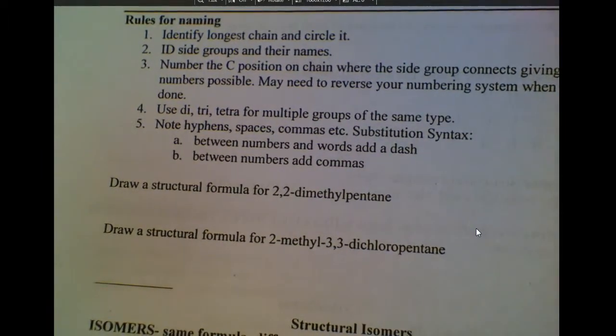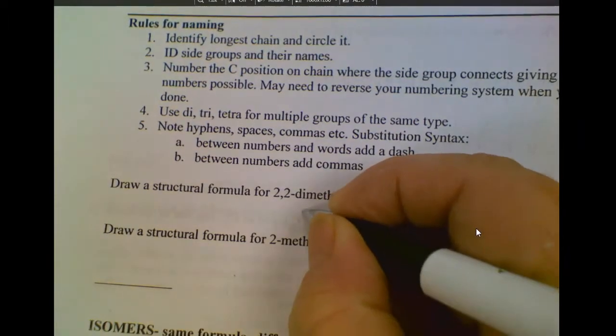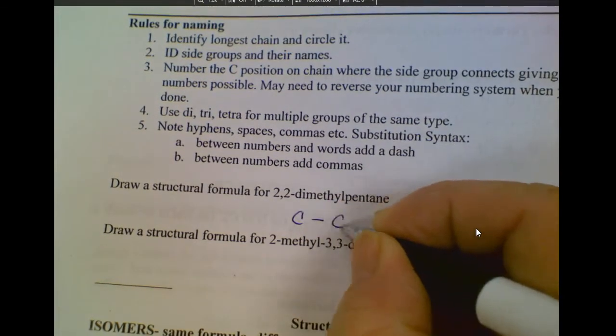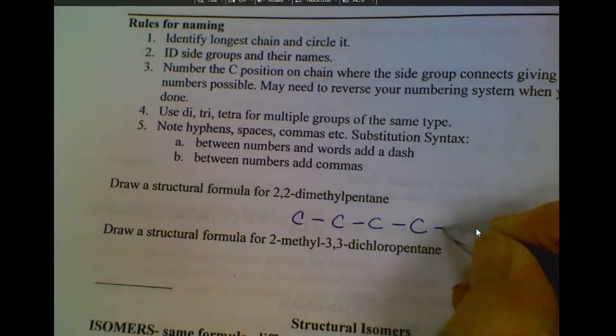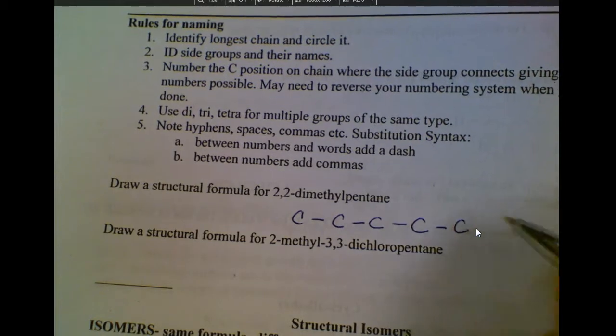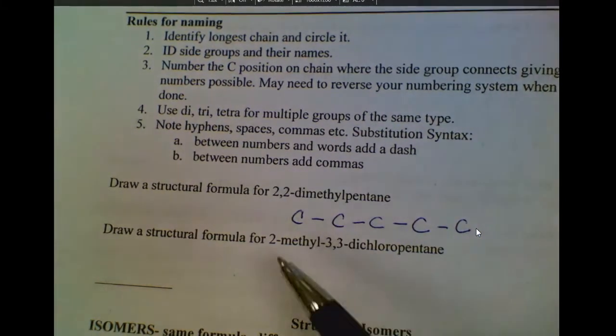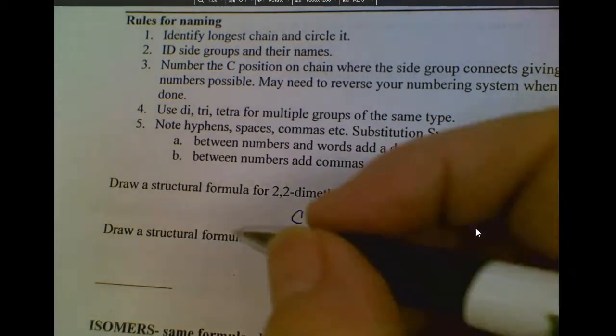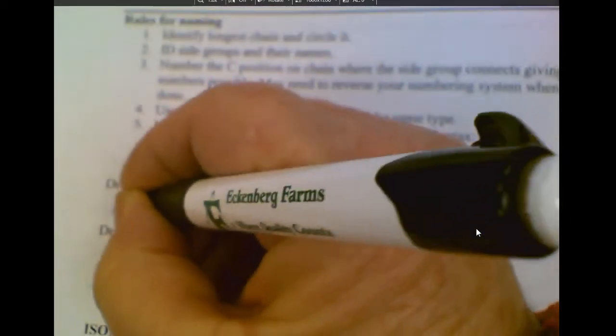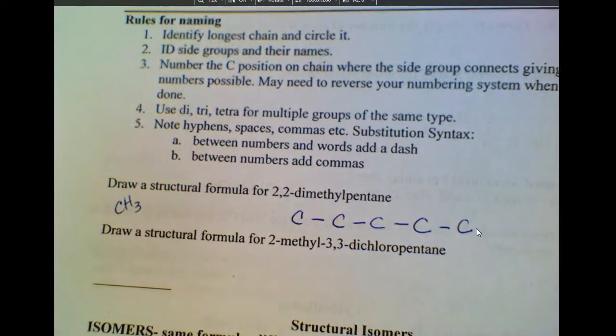Okay, so we want to do a 2,2-dimethylpentane. So the first thing we're going to do, pent means 5, right? So we are going to make a 5-carbon chain. Okay, so it says 2,2-dimethyl. So methyl is a CH3 group, because methane is CH4.